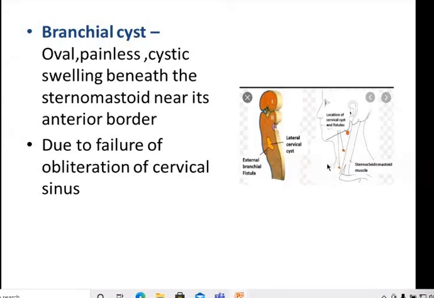Now you must have seen the branchial cyst also. This is the sternocleidomastoid muscle, and this is its anterior border. These are the sites for the formation of the branchial cyst as well as the fistulas. The cyst is a cystic swelling, oval and painless, usually found along the anterior border of the sternocleidomastoid muscle. This also occurs because of the failure of obliteration of the cervical sinus. If some part of it persists, it will give rise to a branchial cyst, which is common along the anterior border of the sternocleidomastoid.